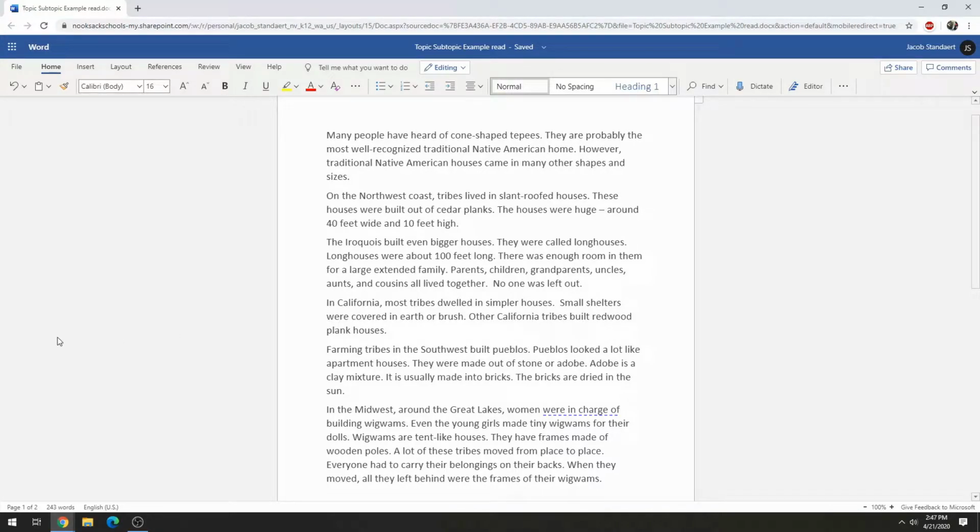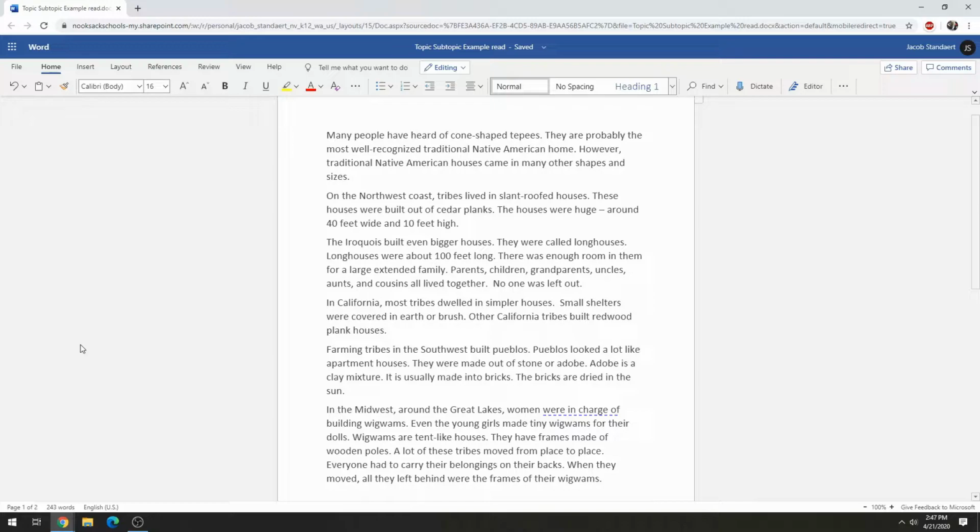Standard. Today we're going to be working on finding a topic and finding subtopics in a text. The first thing I'm going to do is model the skill for you, and I'm going to read the text out loud, then find the topic, then find the subtopics and list them both.